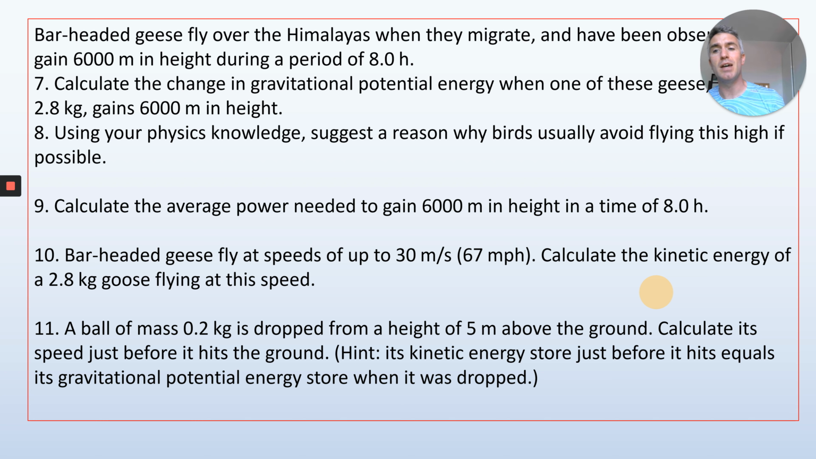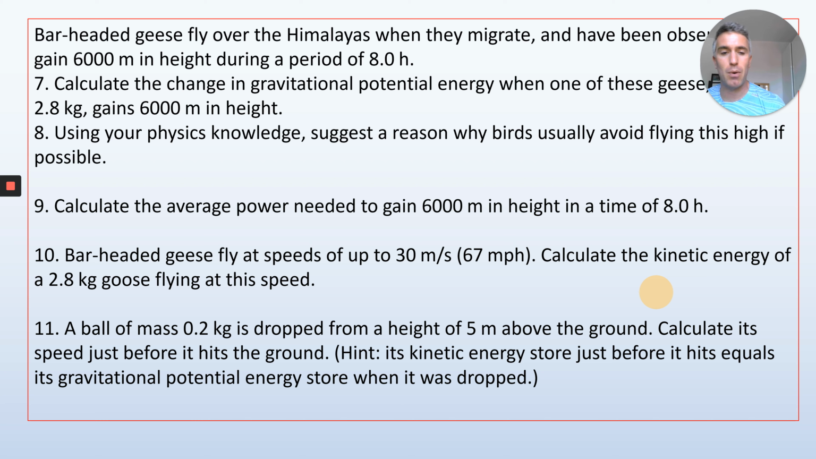Bar-headed geese fly over the Himalayas when they migrate. They have been observed to gain 6,000 meters in height during a period of 8 hours. Calculate the change in gravitational potential energy when one of these geese, which has a mass of 2.8 kilograms, gains 6,000 meters in height. Wow. What energy is required to lift a 2.8 kilo goose to a height of 6,000 meters? Note, it's on Earth, so the gravitational field strength is 10. Use your physics knowledge to suggest why birds usually avoid flying this high if possible. That's tricky, but think about it.